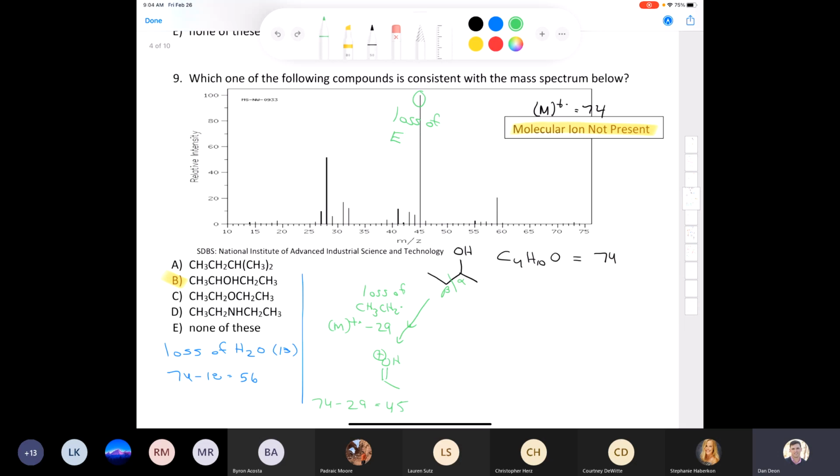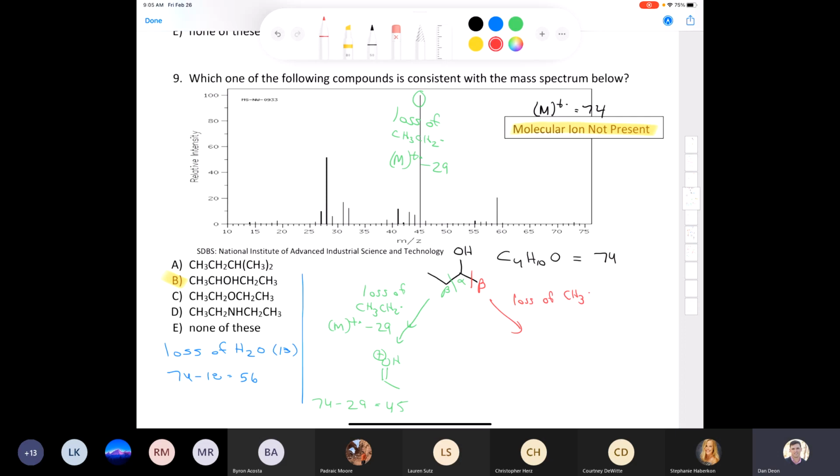I would just write loss of CH3CH2 radical, okay? Or you could also say molecular ion subtract 29. Let's take a look at the other alpha cleavage. Here's my alpha, here's my beta. So if I do a cleavage here, then I'll have loss of a methyl radical.